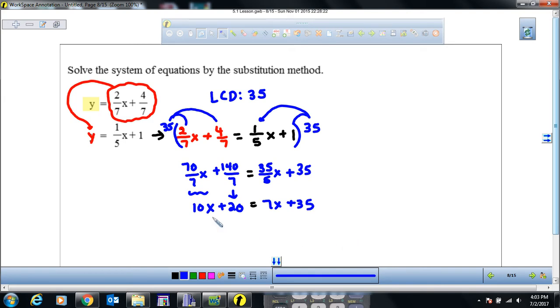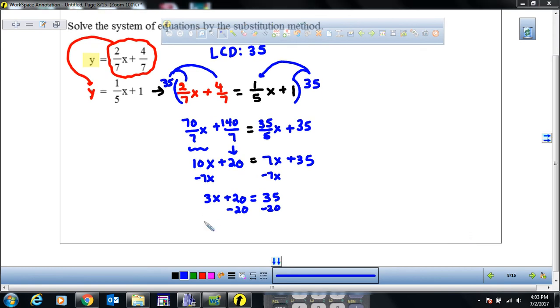Now if I want to solve for x, all I need to do is put the x's together. So I'm going to subtract 7x from both sides. That gives me 3x plus 20 equals 35. Then I'm going to move the 20 as minus 20 to the other side. That is going to give me 3x equals 15. And then divided by 3 on both sides, that gives me x is equal to 5. So that is the value of x for this system.